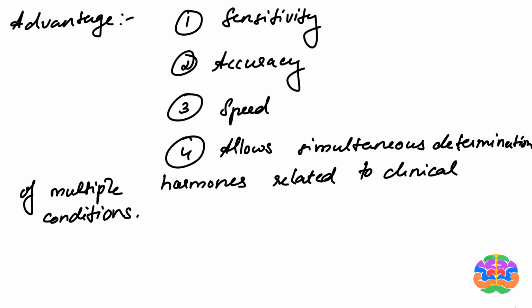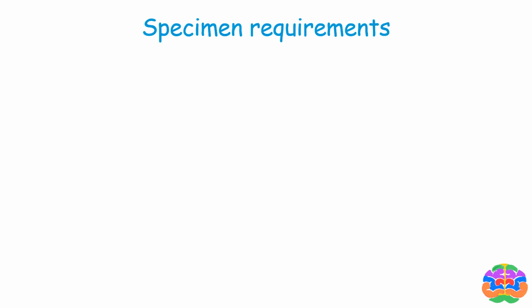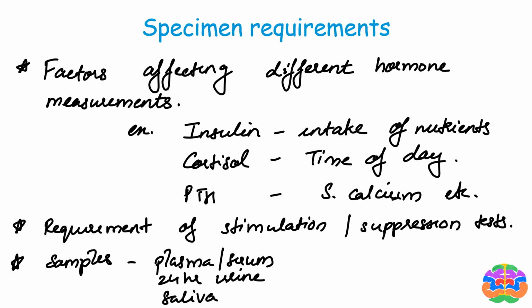One should be aware of various specimen requirements and conditions that should be met before collecting the sample for hormone measurements. These include the factors affecting different hormone measurements. For example, insulin is affected by intake of nutrients. Cortisol levels are affected by the time of day. Parathyroid hormone will be affected by the serum calcium level. Therefore, one should be aware of these things before collecting the sample.